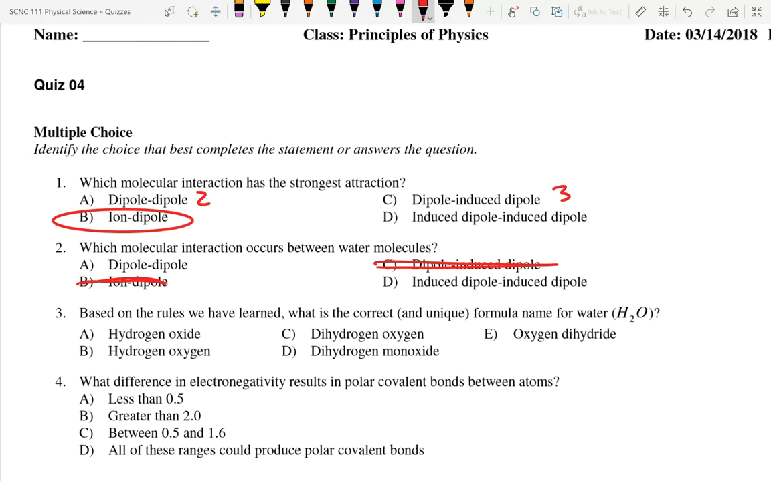And so then we just have to say, is water a dipole? Yes or no? Yes, it is. So it must be dipole.